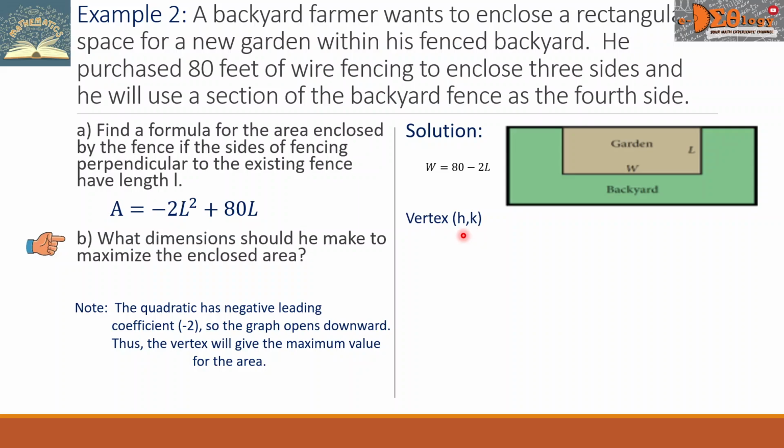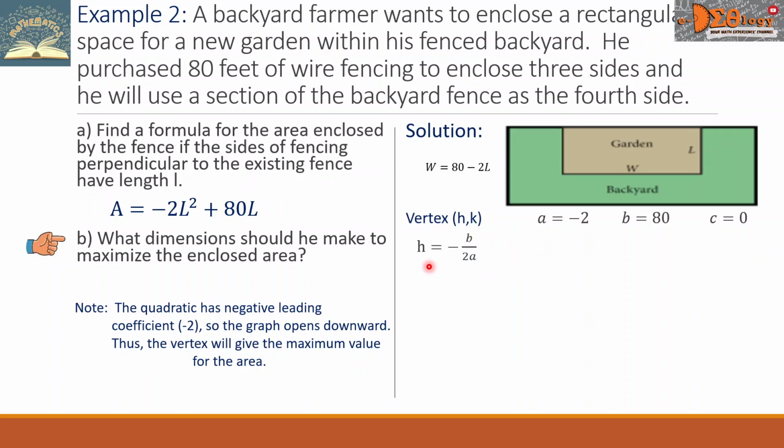So we start with the h. But before that, let's collect the values of the coefficients of this quadratic equation. So we have a, which is negative 2. This is the coefficient of L squared. The b is 80. This is the coefficient of L. And the c constant, it's not here, so we write 0.